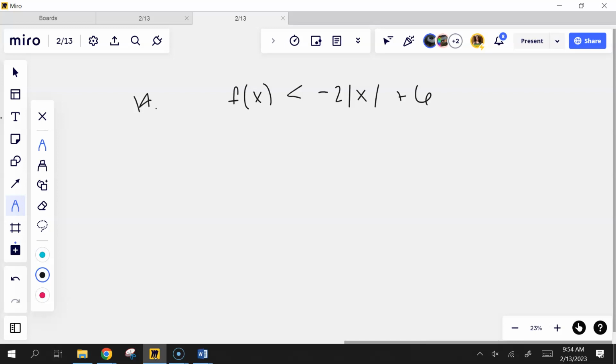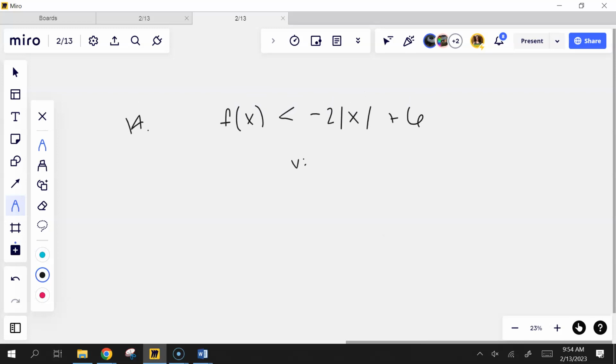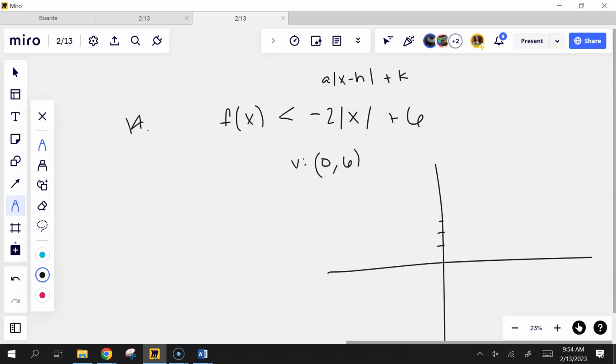All right, so where is my vertex here? What am I missing in my equation? It's h, that's right. That number inside the absolute value. So here, since it's missing, I'm going to let it be 0 and then 6. So my vertex is 1, 2, 3, 4, 5, 6.